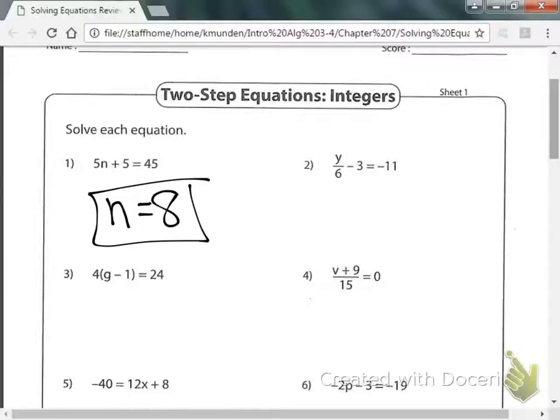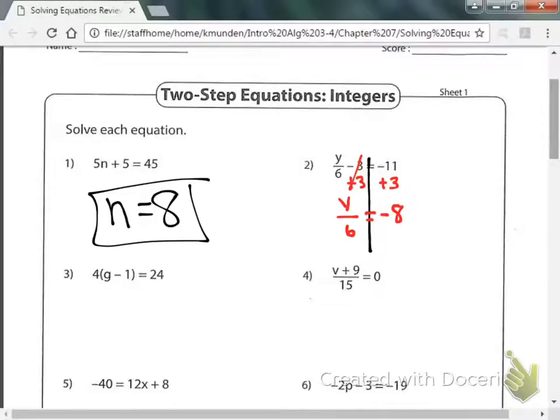Number 2, we need to undo subtracting 3. You undo subtracting 3 by adding 3, so I'm going to add 3 to both sides. Negative 11 plus 3, the signs are different, so you subtract the numbers, keep the sign of the larger one. So that's going to give us a negative 8 on the right.